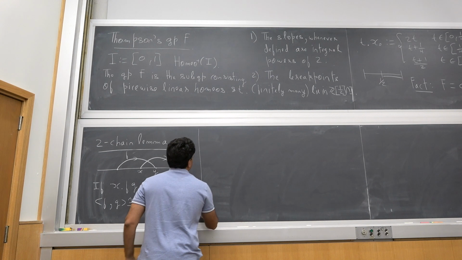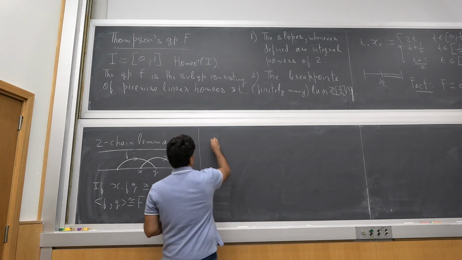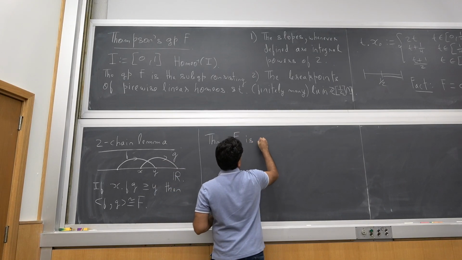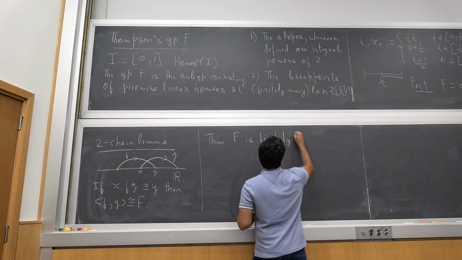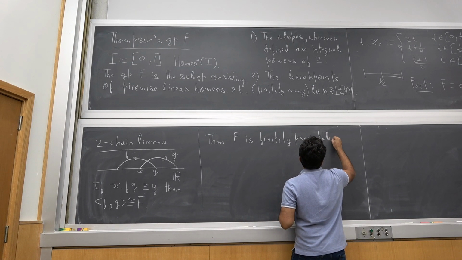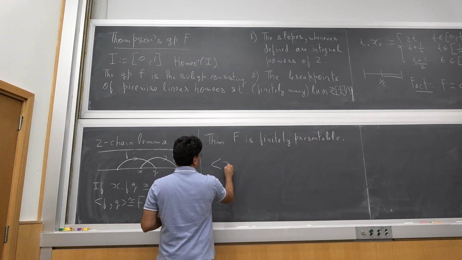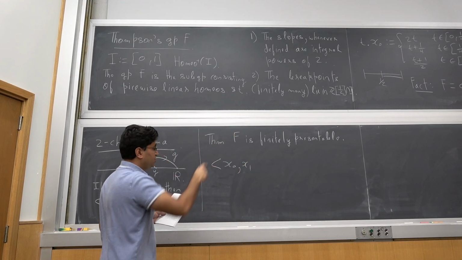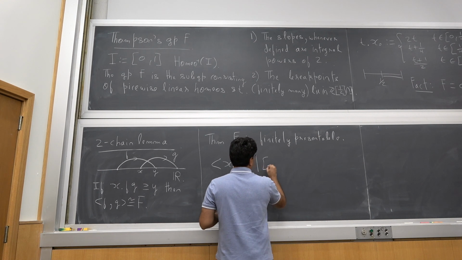Moreover, the group F is finitely presentable. So Thompson proved that F is finitely presentable, so it admits a very natural and beautiful presentation. So x0 and x1 are those two generators, and the relations are the following.